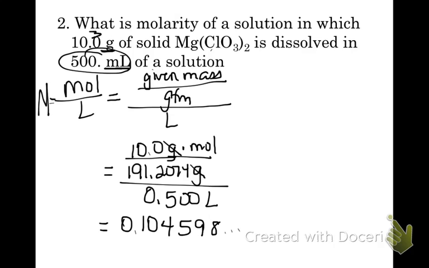So let's look at the number of sig figs. There's 3 here, 3 there. There's way more than 3 there, so I know that my least number of sig figs is 3. 1, 2, 3. So that's 0.10, and that 5 rounds up that 4 to a 5. Molarity, or moles per liter.